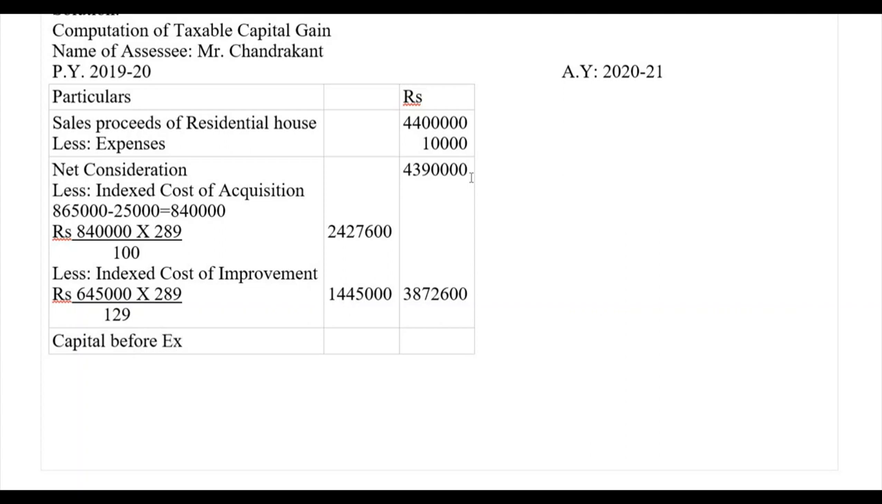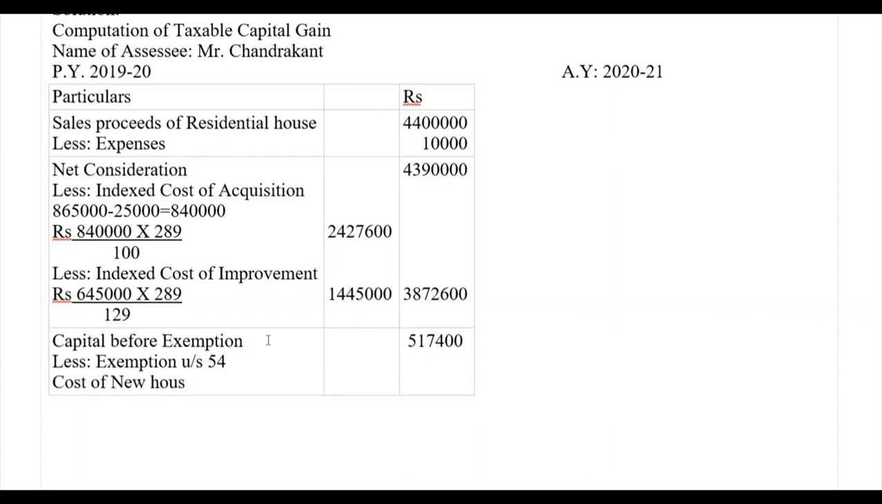before exemption. That comes to rupees 5,17,400. So now from this we should go for deducting exemption. The assessee is eligible to claim exemption under section 54. So less exemption under section 54. The cost of new house, which is given in the problem, is rupees 8,15,000.